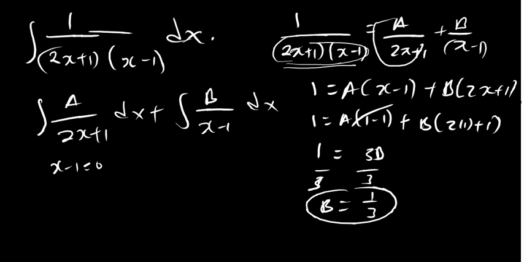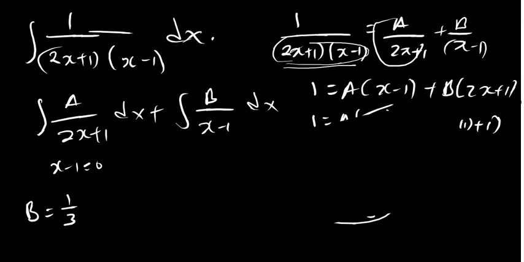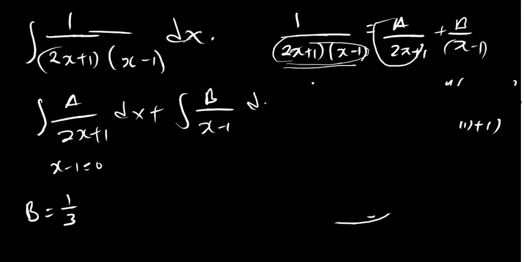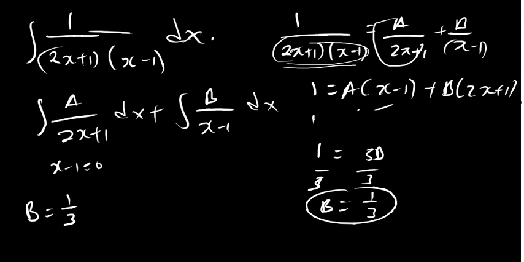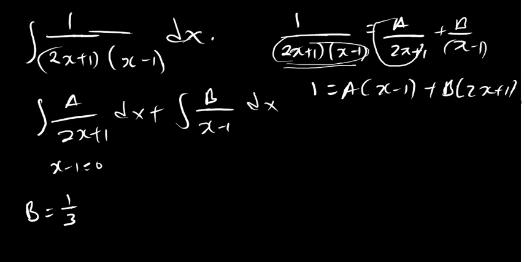Let's plug in b equal to 1 over 3 into the equation which we had. Now we find the other one. So if we set this one equal to 0, what are we going to have? We're going to have 2x plus 1 equal to 0. So we're going to have x equal to what?